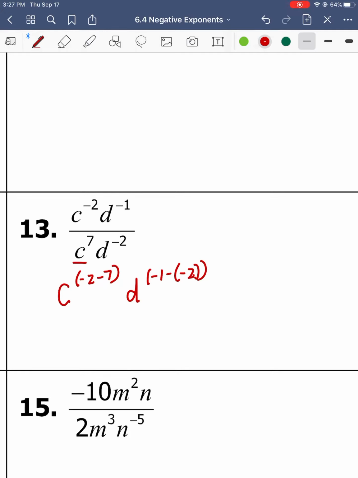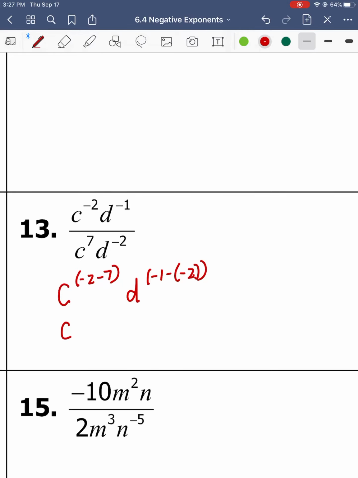Make sure you're keeping track of what's going on here. Make sure the negative 1 stays negative, and then you're subtracting the bottom ones here. So we'll do negative 2 minus 7.